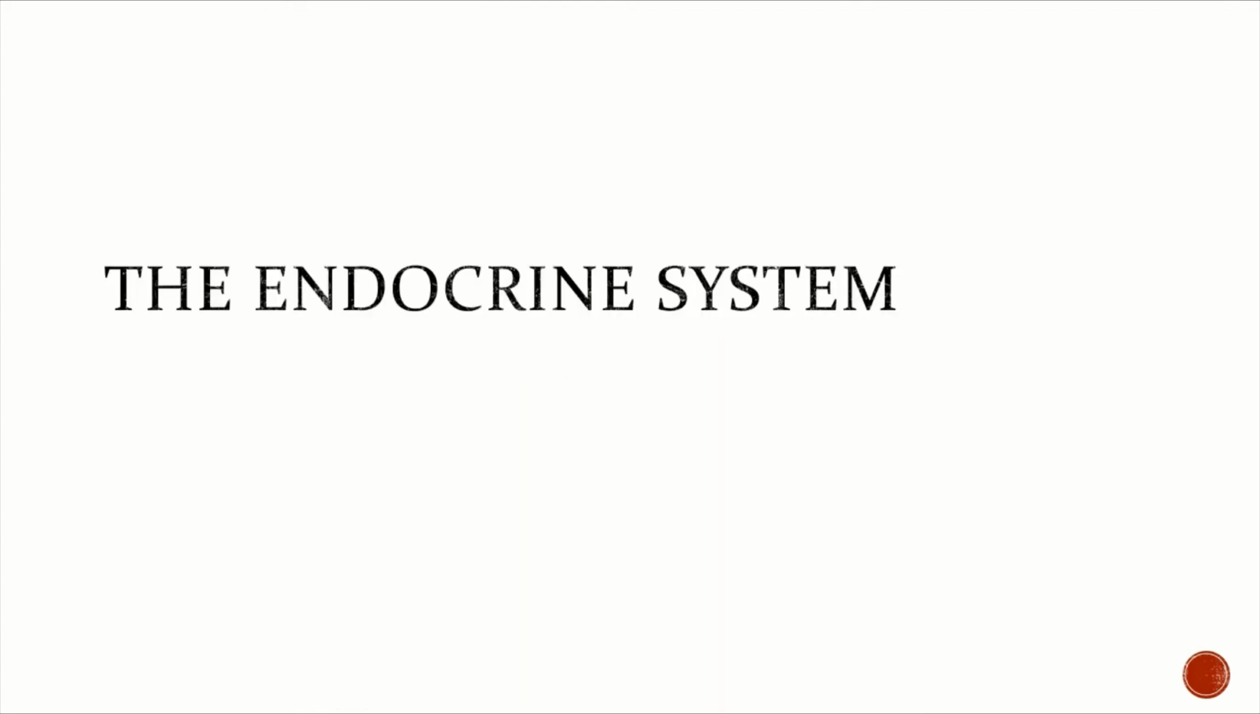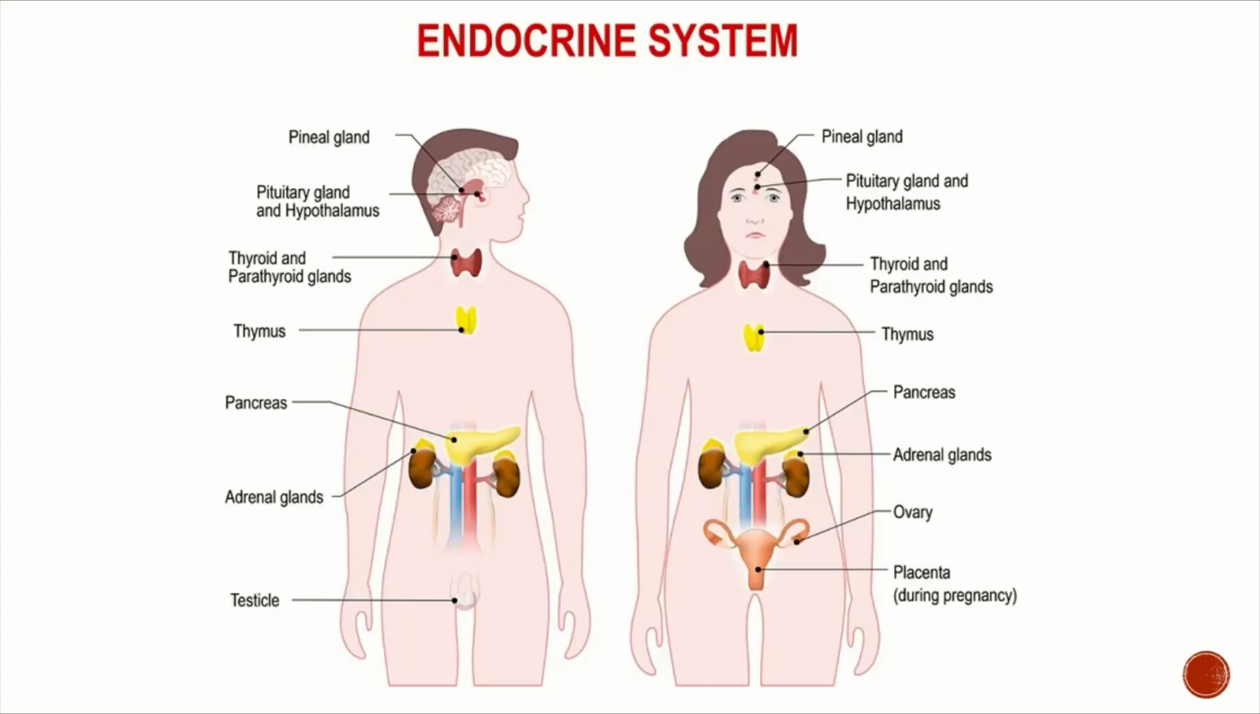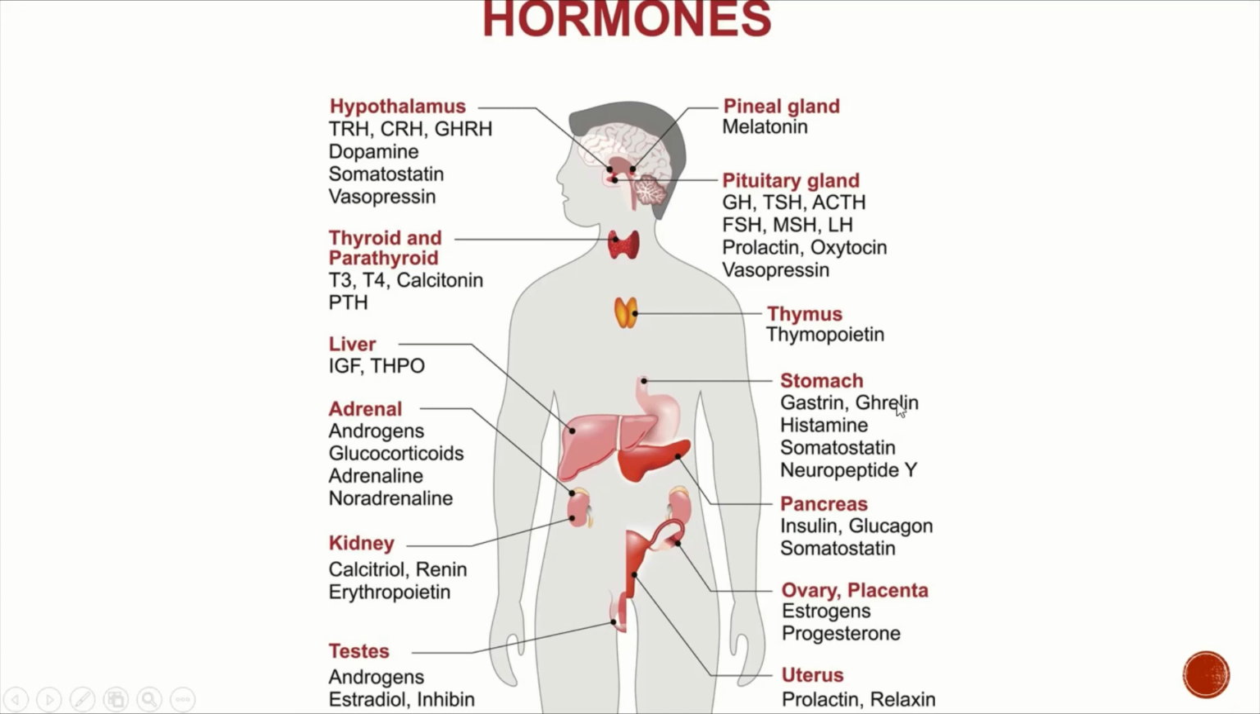Now we have the endocrine system. This is made up of glands that produce and secrete hormones. These hormones regulate the body's growth, metabolism, and our sexual development and function. We have here the pineal gland, pituitary, hypothalamus, thyroid and parathyroid, thymus, pancreas, adrenal glands, testes, ovaries, and placenta during pregnancy. These are some of the hormones produced by those glands, and we don't have to learn them all, so don't worry. But there are some that we are going to hear about.